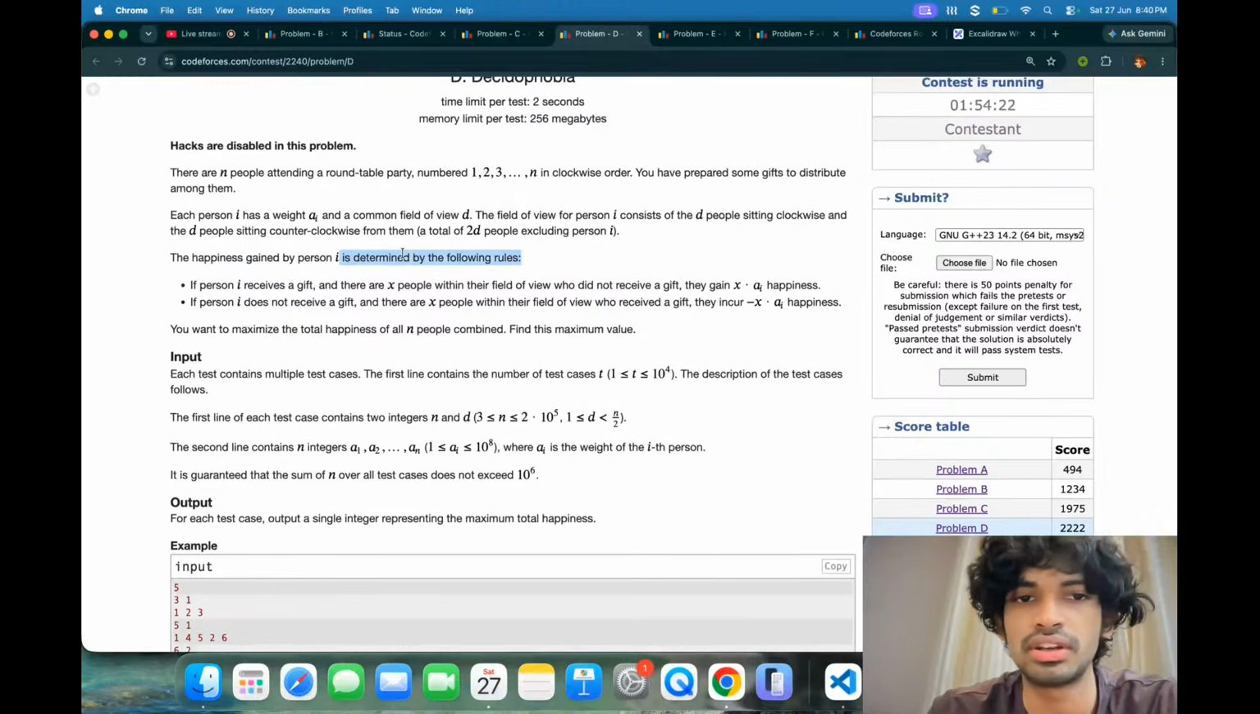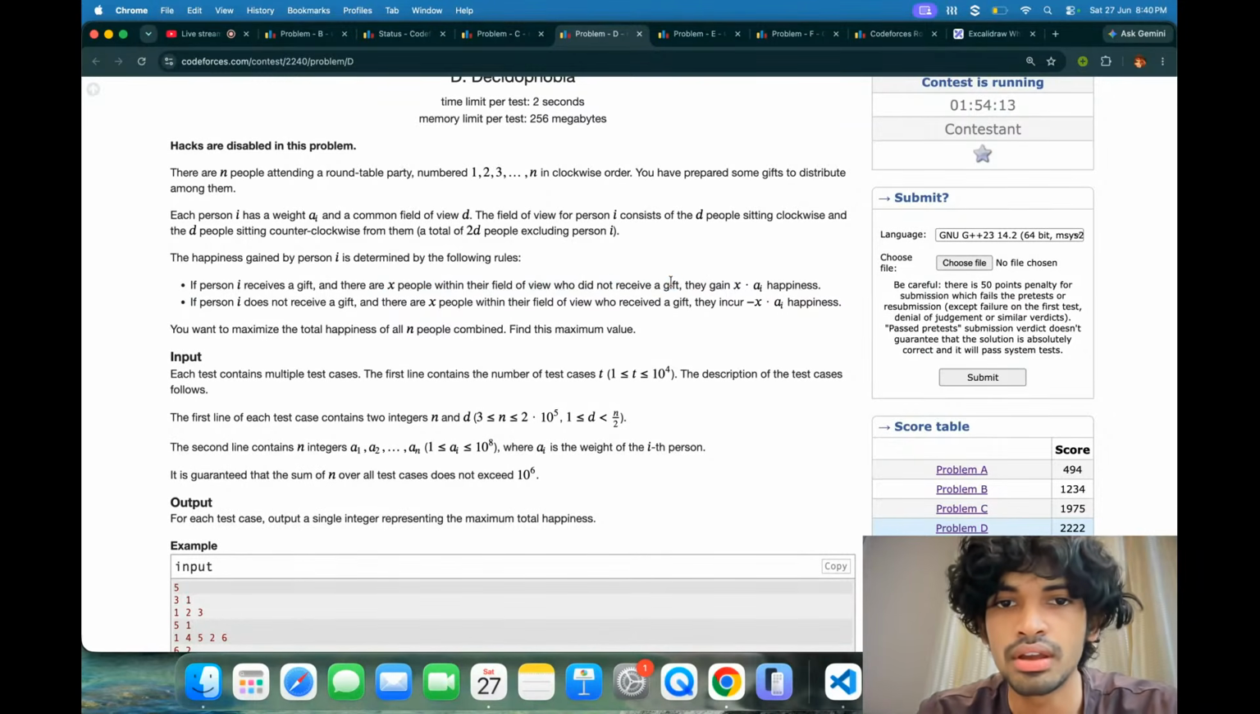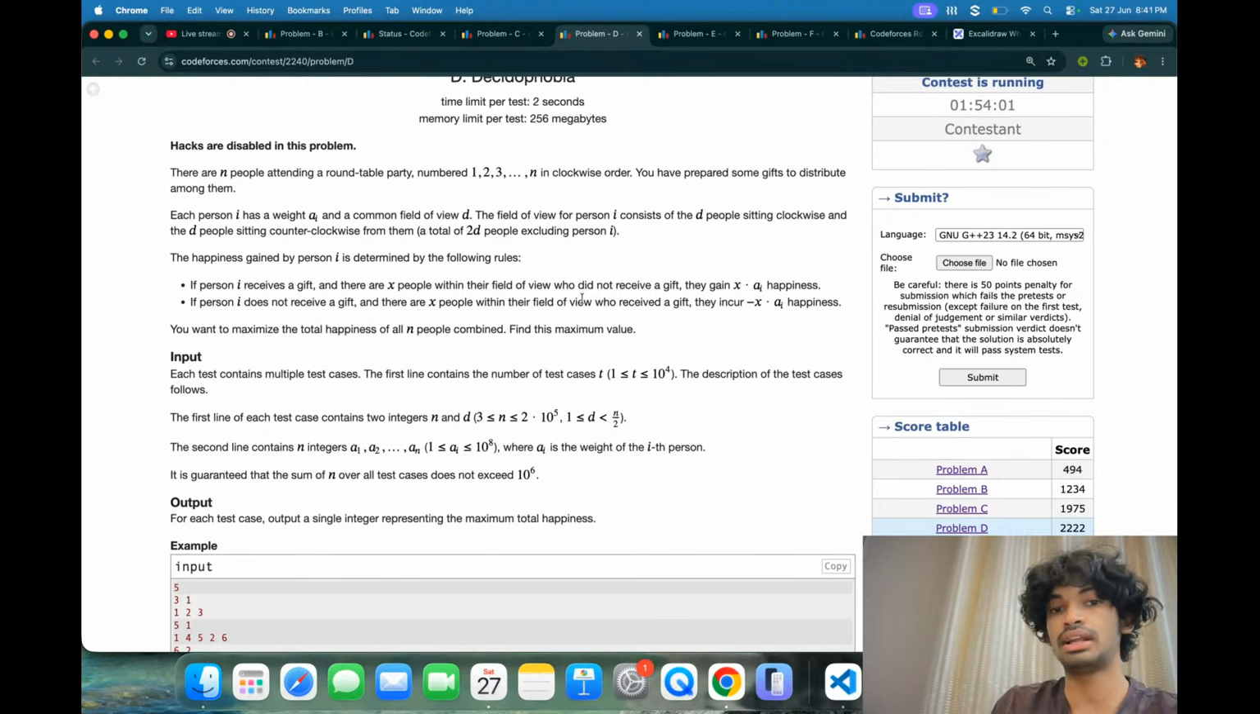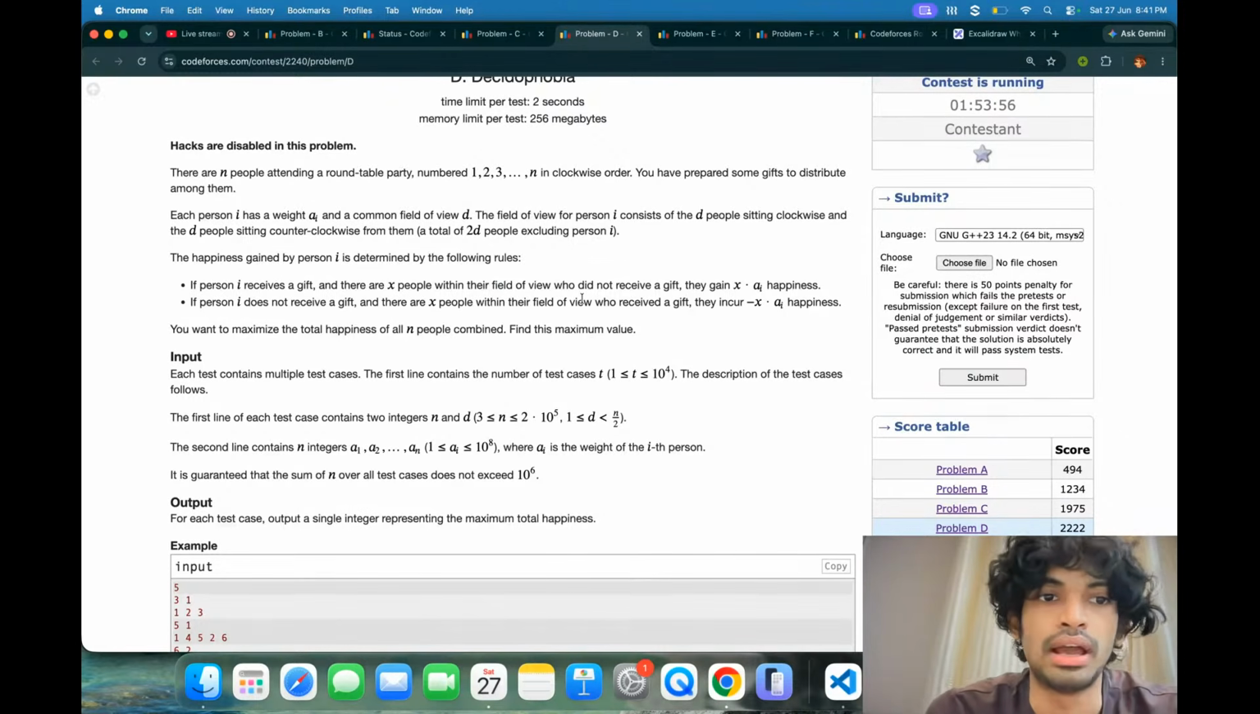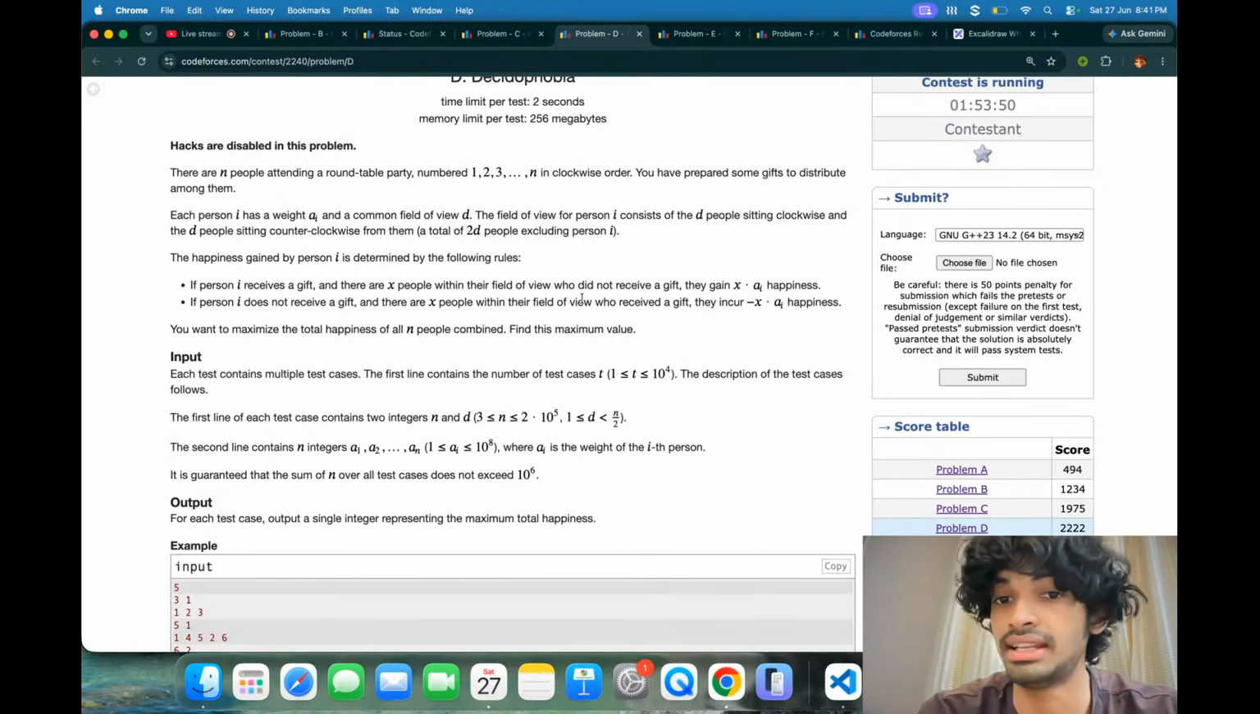The happiness gained by person i is determined by the following rules. If person i receives a gift and there are X people within their field of view who did not receive a gift, then they gain X times Ai happiness. So if they get a gift and there are X people that haven't gotten a gift, they feel better by seeing people that are lower than them. And if they don't get a gift and there are X people in their field who received a gift, then they incur minus X times Ai happiness. So people who got a gift will always be happy, but their happiness depends on the number of people who haven't gotten a gift.